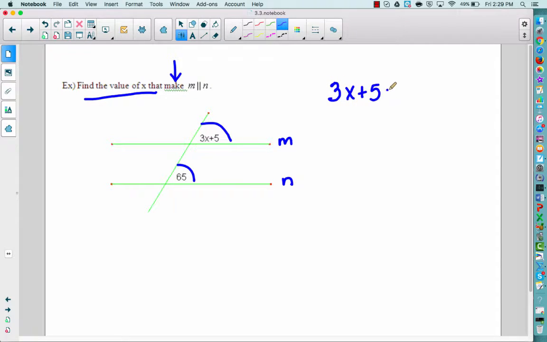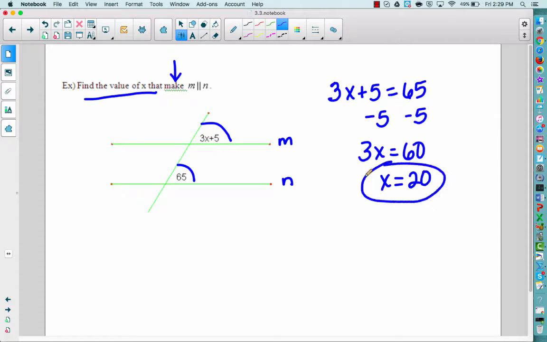So 3x plus 5 equals 65. I subtract 5 on both sides, and I get 3x equals 60. So x equals 20. With x being 20, this angle, 3 times 20 is 60, plus 5, makes it 65. So the lines are parallel because corresponding angles are congruent. All right, let's look at another example.